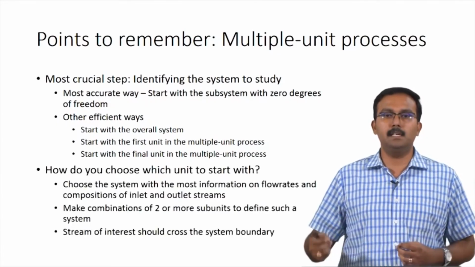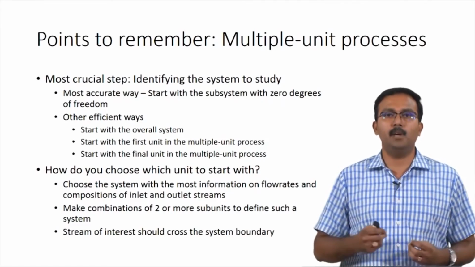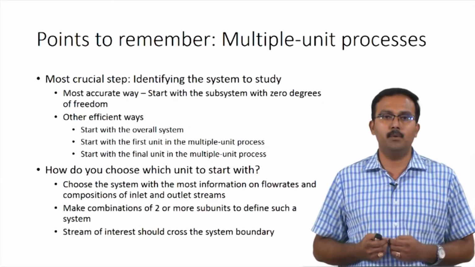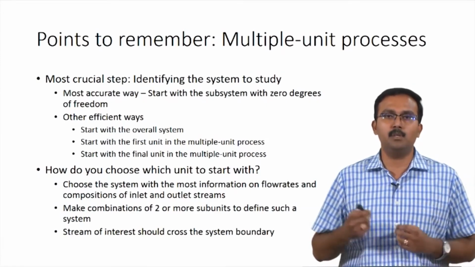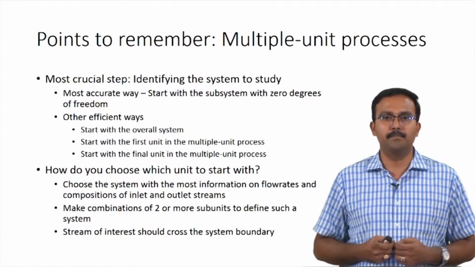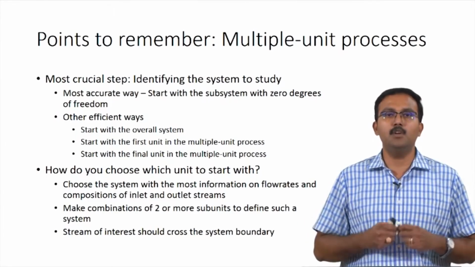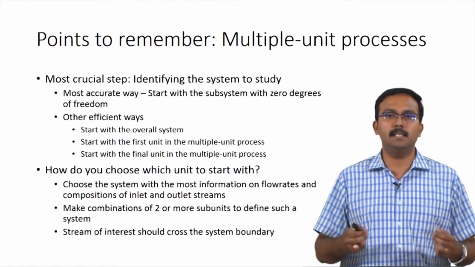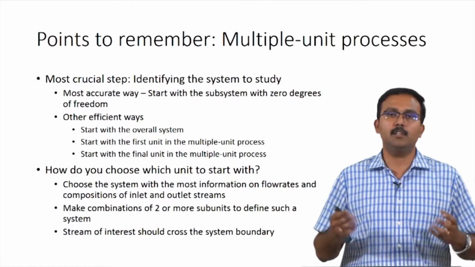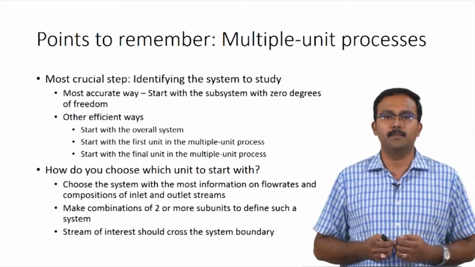You usually choose a system where the most information is available to you. If there is a system where you have more information on the flow rates and the composition of the streams that are crossing the system boundary, then that is the system you would want to start with. The chances are that is the system which has 0 degrees of freedom. If a single subunit does not have such a system, then you would make a system which is a combination of 2 or more subunits. The overall system you would choose would be such a combination where you have 0 degrees of freedom, and that is where you would want to start.